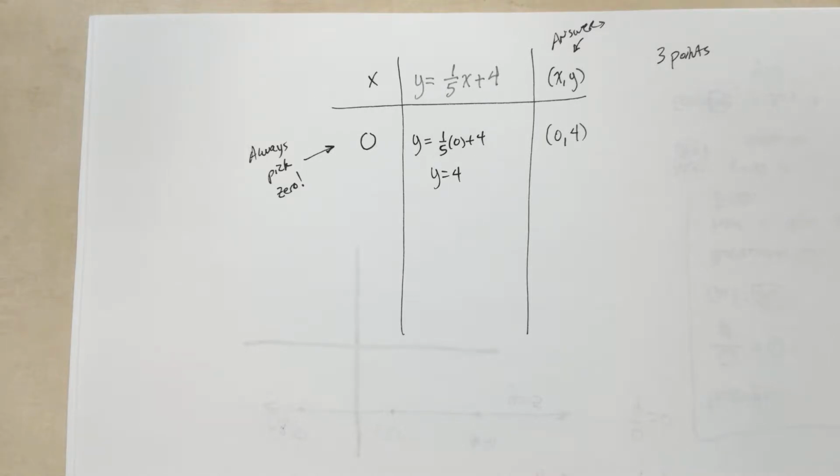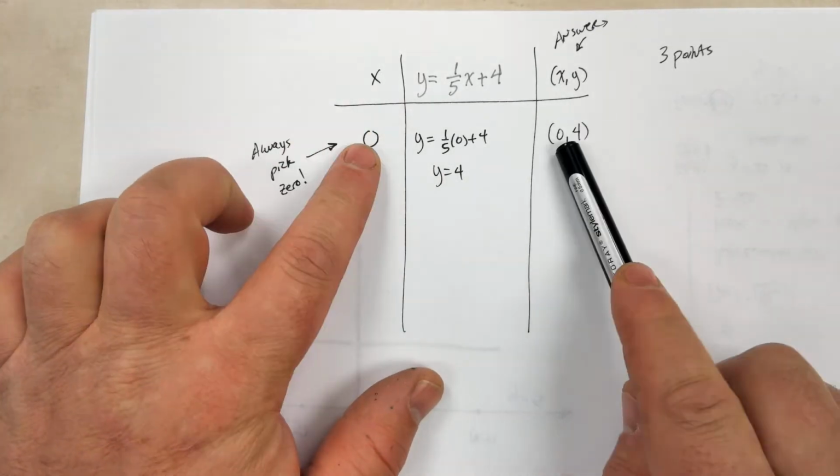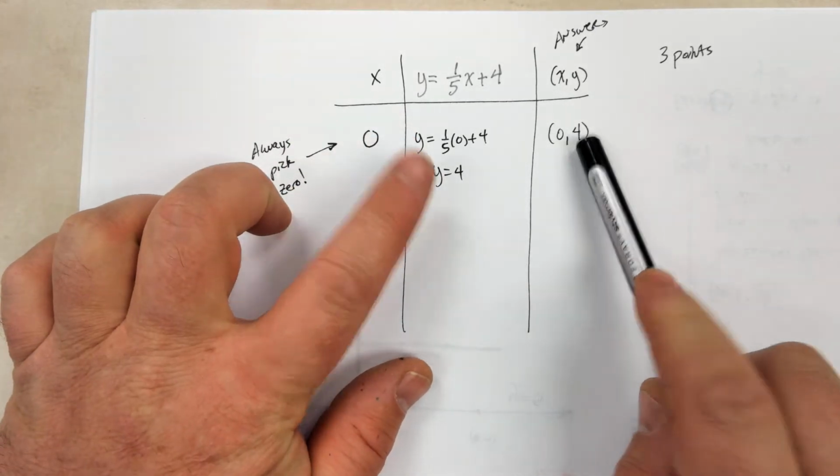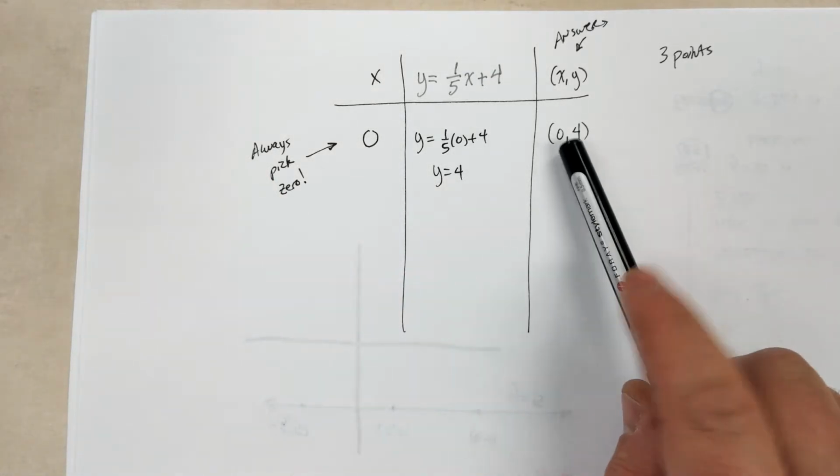You put it in, and then you do the math, and you see what you got left, and then you put it on the other side. So here we picked x as 0, that's our input, and our output was 4 for y. So that's going to be our point. That's 1 point.